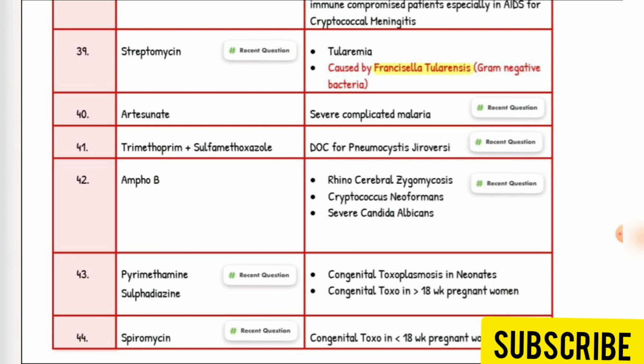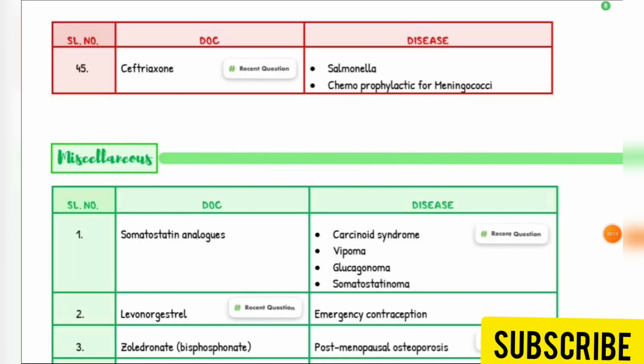Next one, rhinocerebral zygomycosis, Cryptococcus neoformans, severe Candida albicans, drug of choice amphotericin B. Congenital toxoplasmosis in neonates, drug of choice pyrimethamine. Congenital toxoplasmosis in more than 18-week pregnant women, drug of choice sulfadiazine. Congenital toxoplasmosis in less than 18-week pregnant women, spiramycin. Salmonella and chemoprophylaxis for meningococci, drug of choice ceftriaxone.